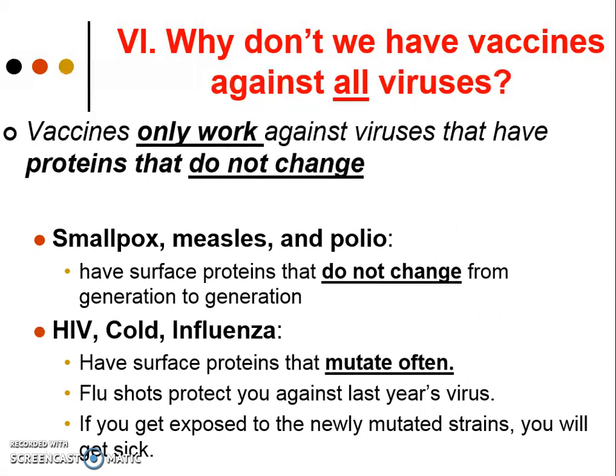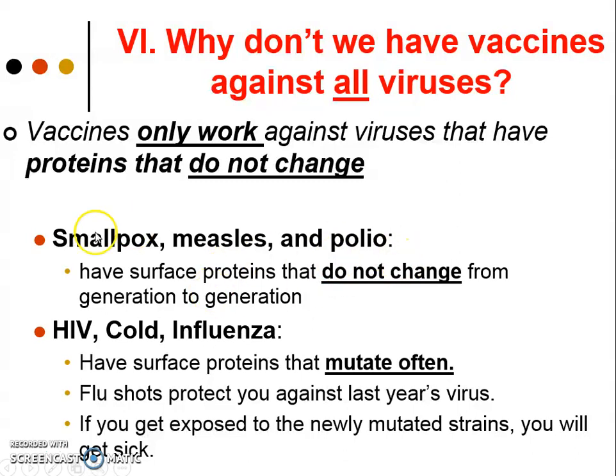Well, the problem is we can't make vaccines for everything, and it does take a long time to make a vaccine. So vaccines only work against viruses that have proteins that don't change, right? That have proteins that don't mutate often. So for instance, these things that we get childhood vaccines for, smallpox, measles, polio, things that actually killed people a couple decades ago. Those things killed people. It's really important that you get a vaccine for them, right?